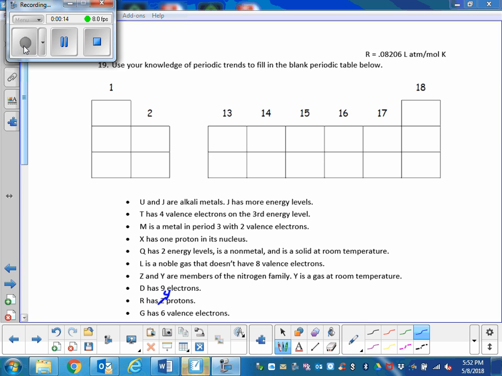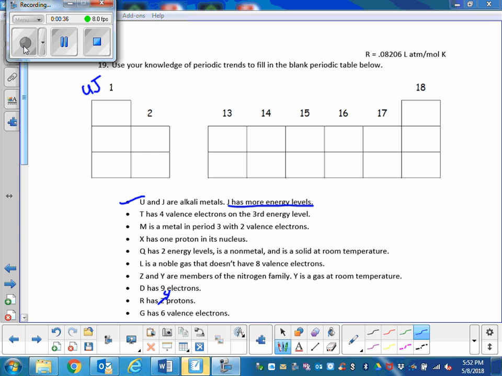So we start with U and J are alkali metals. So we know that group 1 are my alkali metals. So I know that U and J are going to belong in my group 1. So that's going to be my first clue. J is going to have more energy levels, so we're going to need to use this clue a little bit later as we get some more going on here.